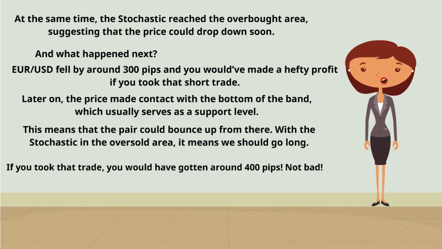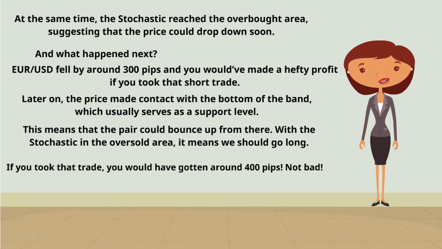Later on, the price made contact with the bottom of the band, which usually serves as a support level. This means that the pair could bounce up from there. With the Stochastic in the oversold area, it means we should go long. If you took that trade, you would have gotten around 400 pips.